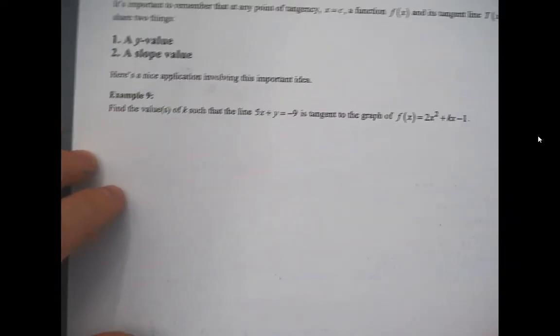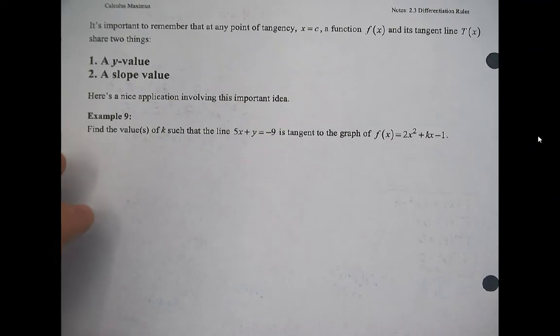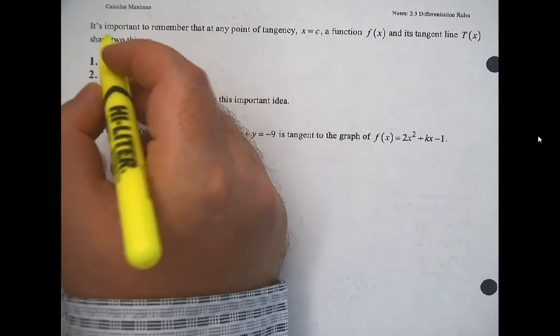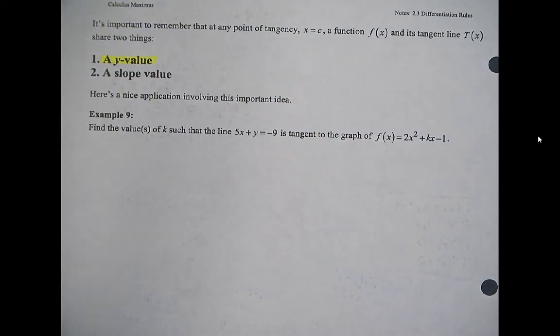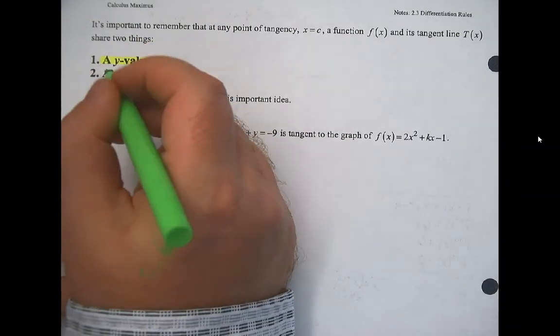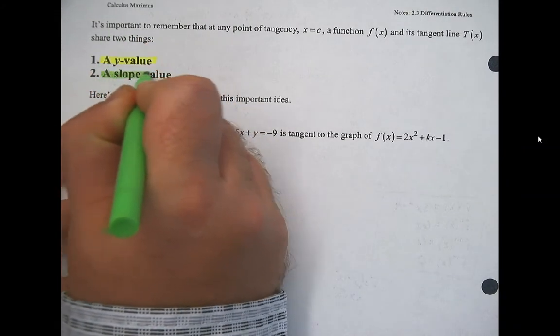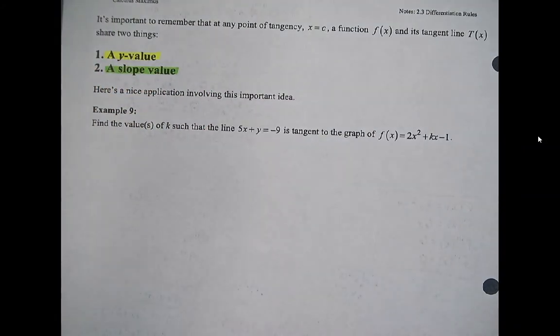All right, now we've said this a bunch. It's important to remember that at any point of tangency, a function and its tangent line share two things. We've said this a lot already, but when you think about a tangent line and a curve, these two things share a y value and a slope at the same place.